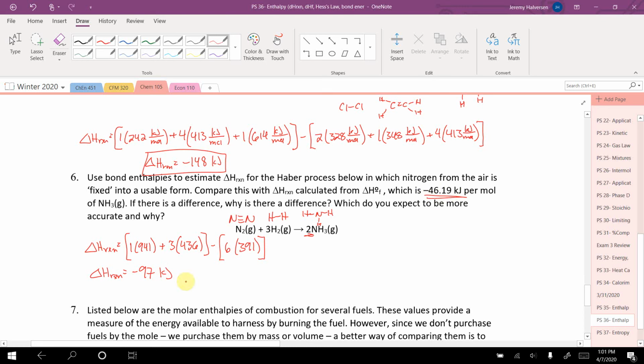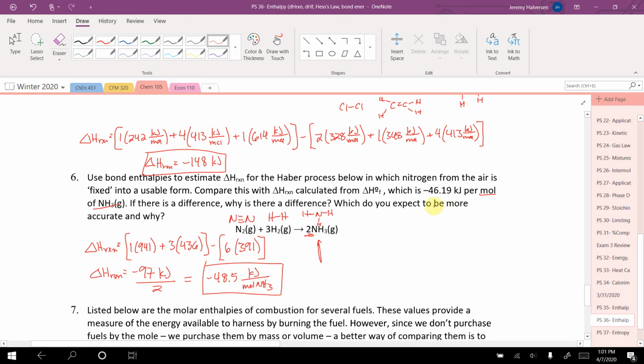How does that compare to this? Well, it's like more than double. But actually it's not, because the delta H of formation is negative 46.19 kilojoules per mole of NH3. We made 2 moles of NH3. So if we want to get ours per mole of NH3, we need to divide by 2. Now we can compare and we get negative 48.5 kilojoules per mole of NH3.